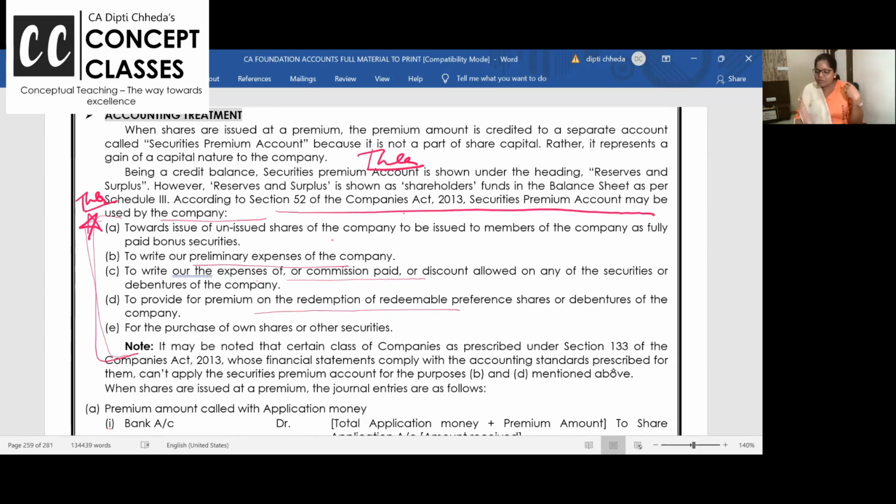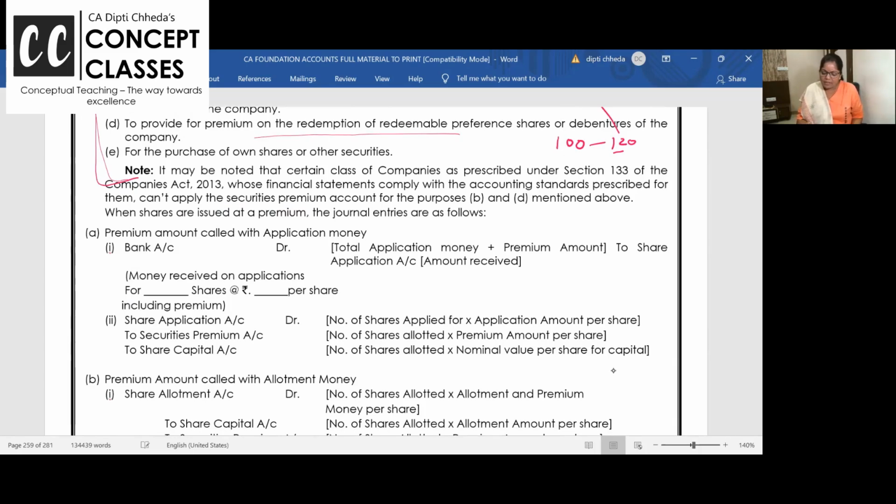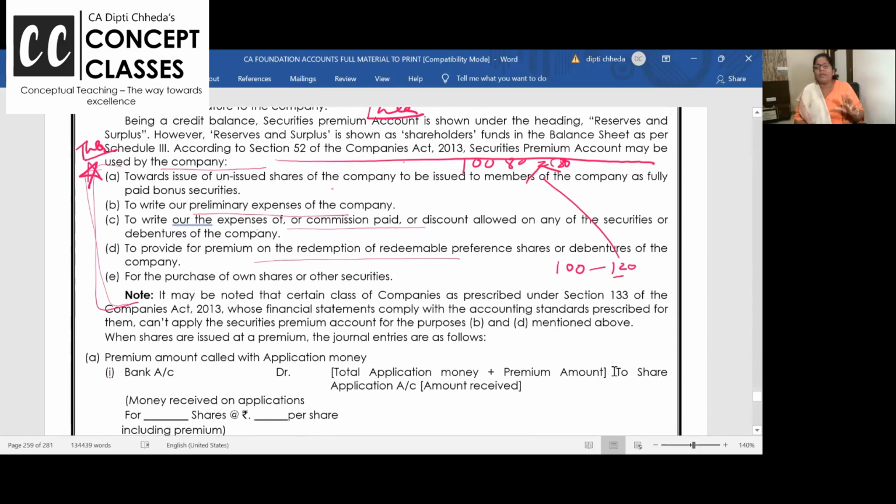Okay, I issued equity shares of 100 at 180, and to preference shareholders I promised that when I repay you, I'll pay you 120. I paid extra to the preference shareholders at redemption. This 20 rupees, can I adjust it against this 80? Answer is yes. It may be noted that certain classes of companies whose financial statements comply with accounting standards can't apply the securities premium, but that is fine, you don't need it as much. What are the uses of securities premium? You can give bonus shares. You can use it for preliminary expenses, commissions and redemptions and all.